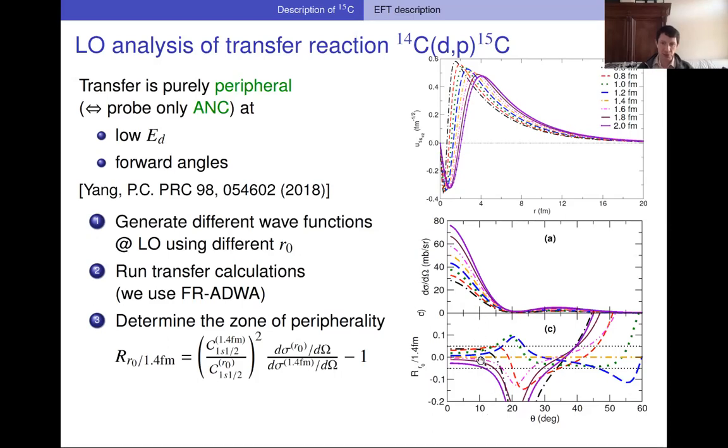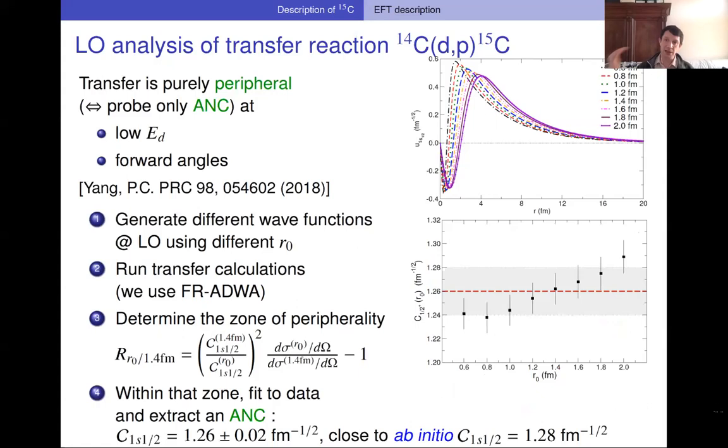And what you see is that if you go really at forward angle, the sensitivity on the different values that you have nearly vanishes. The two dotted lines here correspond to plus or minus 5% difference. So if we take the place where the curves are within 5%, up to 10 or 12 degrees in this present case, we assume this is the place where the reaction is purely peripheral. And so what you can do now is compare to actual data, and from there extract an ANC that we can assume to be reliable. And that's what he did.